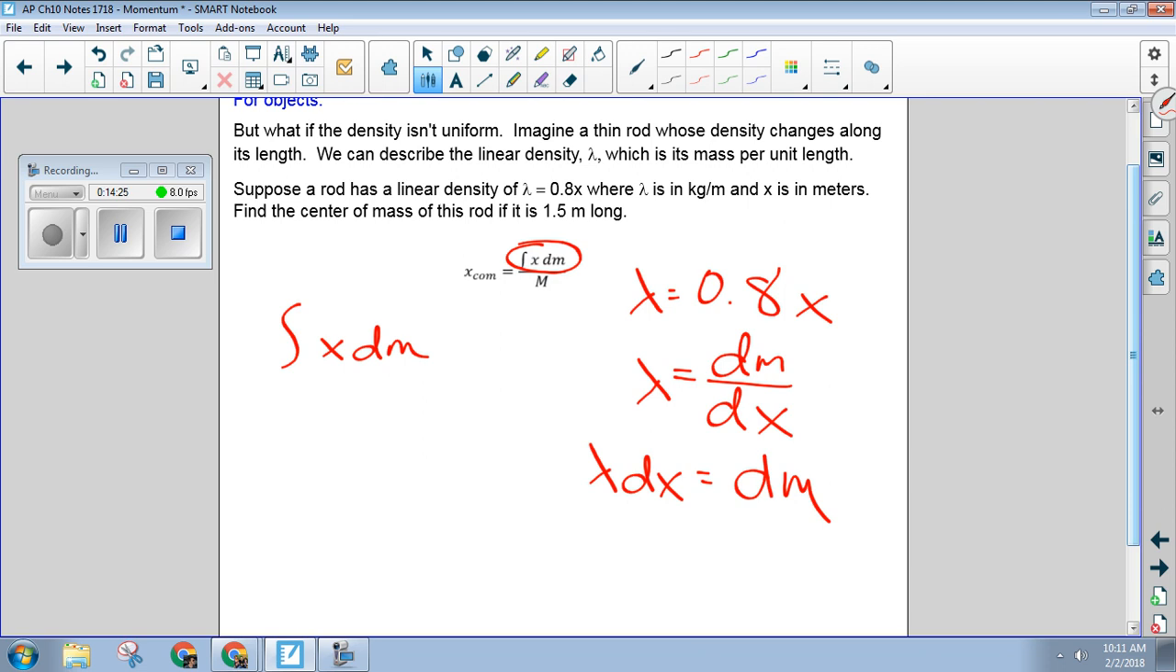Everybody okay? Now I can literally replace dm with lambda dx. So this becomes the integral of x times lambda dx. And what's lambda? Lambda is 0.8x. So now I've got the integral of x times lambda.